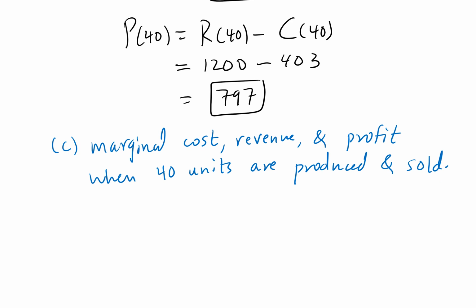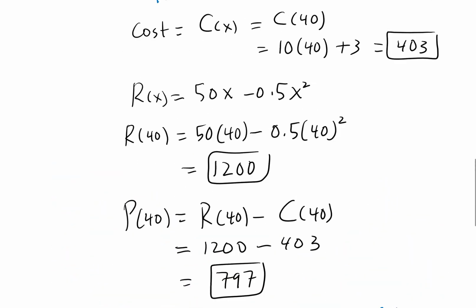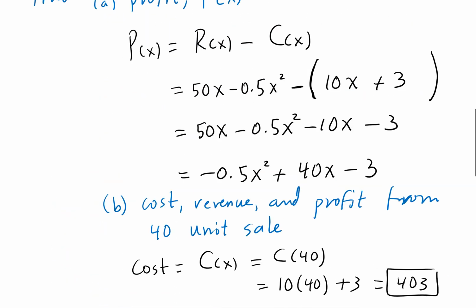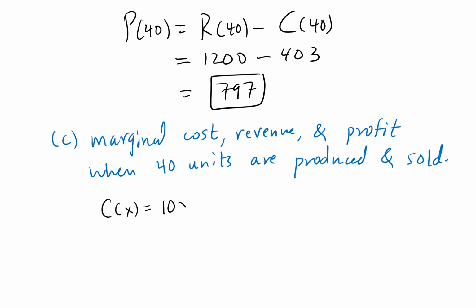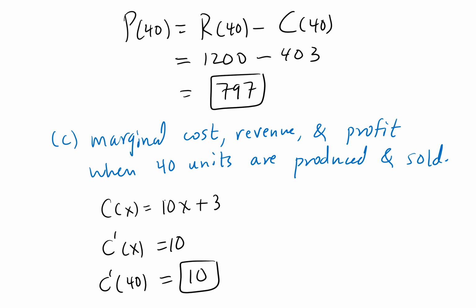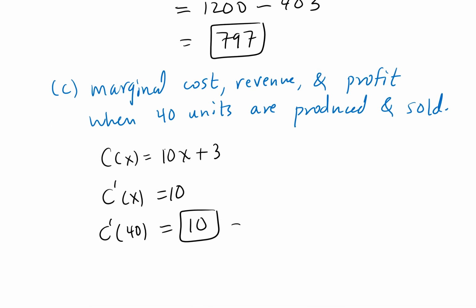So remember, the marginal profit is the derivative of the profit. Marginal cost is the derivative of the cost. So the cost function, if we look back at the function, was 10x plus 3. So its derivative is 10. So to evaluate this at 40, it's going to stay 10. That's the marginal cost.